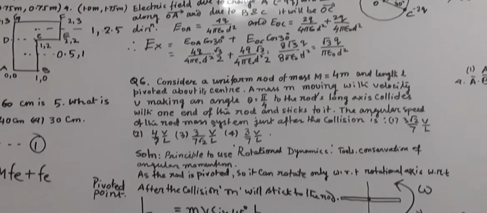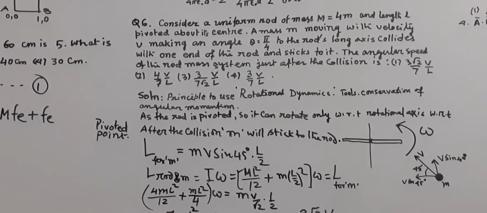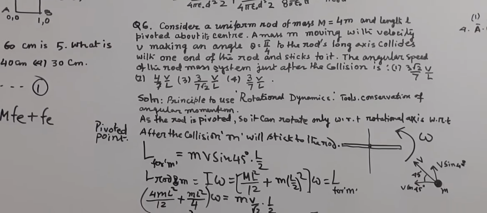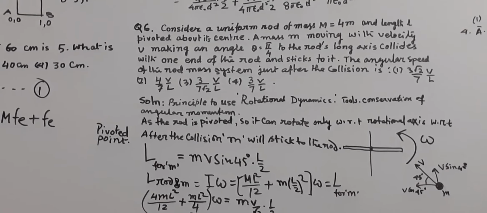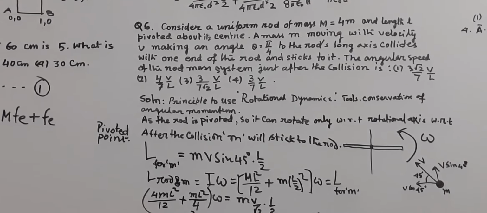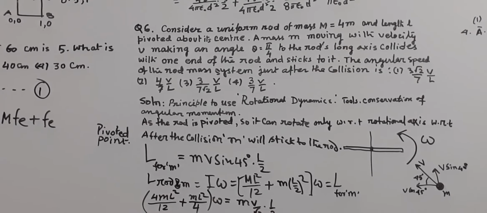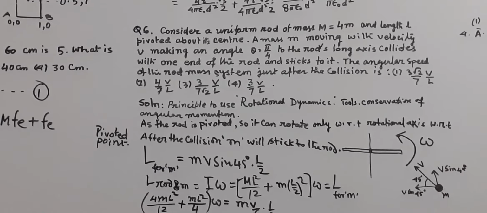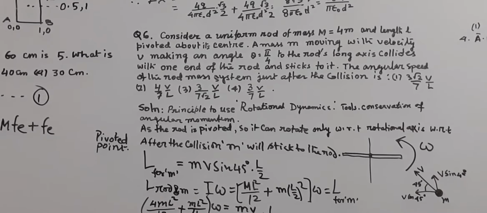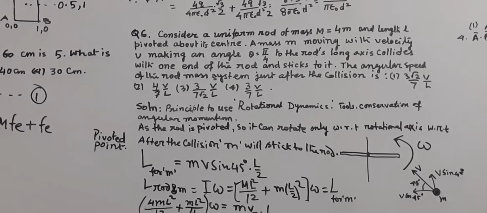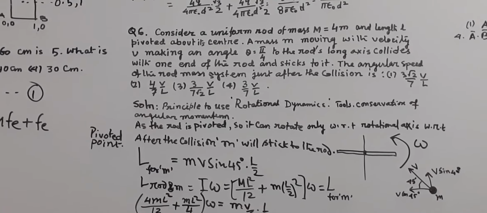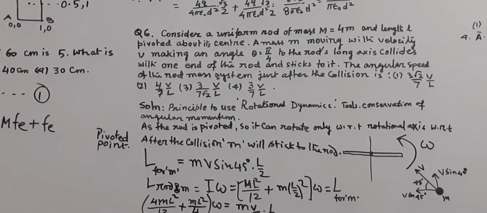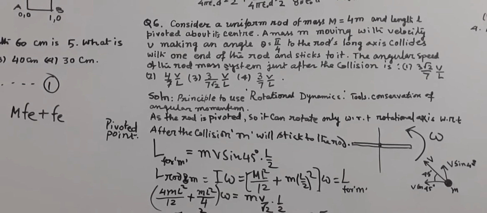Next question is question number 6. Consider a uniform rod of mass big M, which is 4 times small m, and length L, pivoted about its center. A mass small m moving with a velocity v, making an angle theta, that is pi by 4, to the rod along its long axis, collides with one end of the rod and sticks to it. The angular speed of the rod-mass system just after the collision is, we have to find omega, the angular speed. Now there are 4 choices.